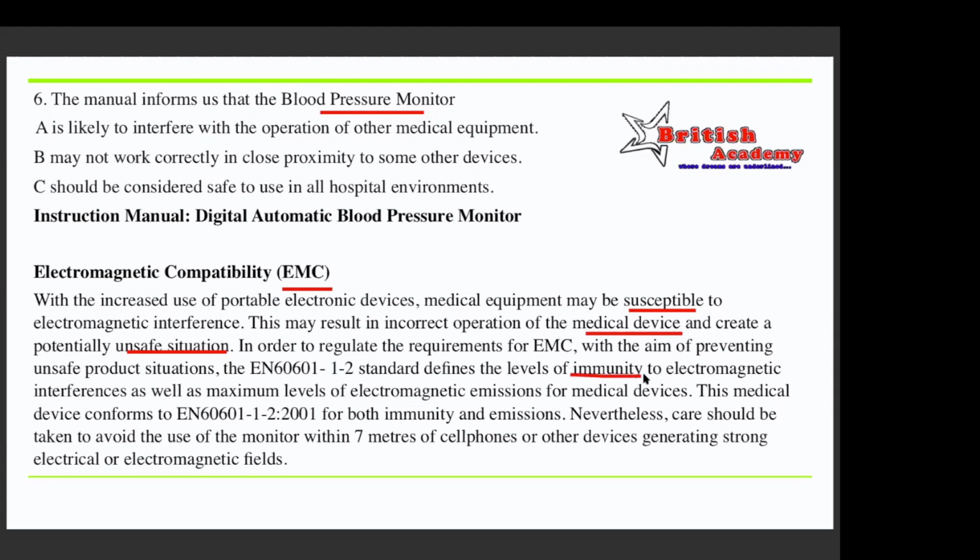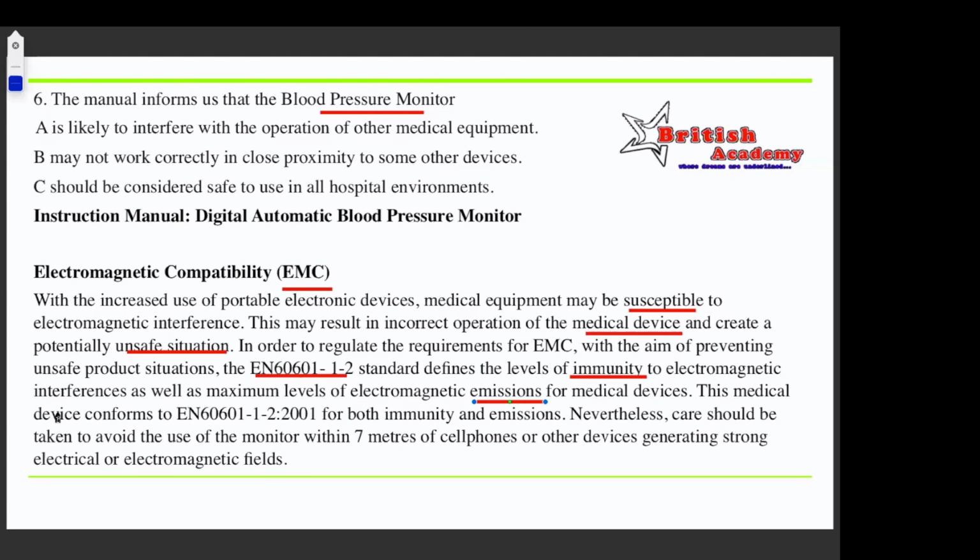Here, immunity means the safer level. Okay, defines the safer level. Immunity, don't get confused. Here it means the safer level. The immunity to electromagnetic interferences as well as maximum levels of electromagnetic emissions for medical devices. So it says interference as well as the maximum. So this standard defines the safer level to electromagnetic interference, and the maximum level of electromagnetic emissions for medical devices, what it should be.